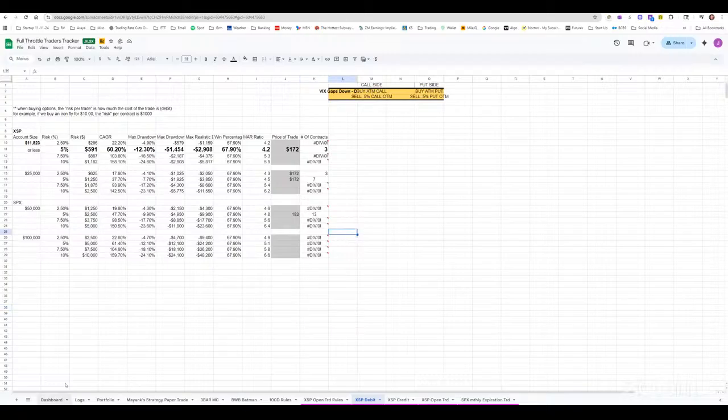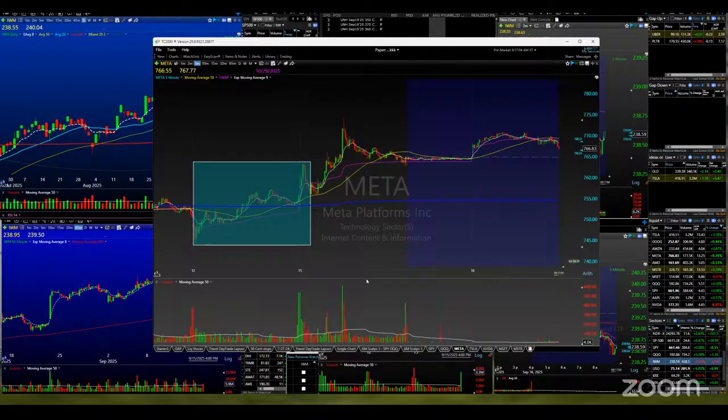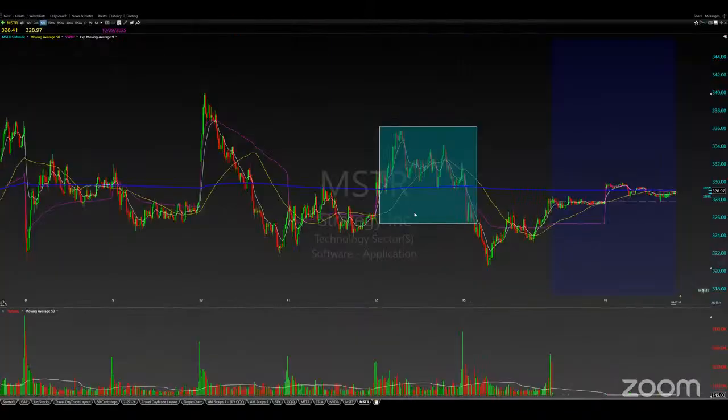Okay, we'll go over that in a second. Let's start with the support resistance areas, the box areas. And I'll start right to left. What I'd like to do here is look at how this actually worked yesterday.